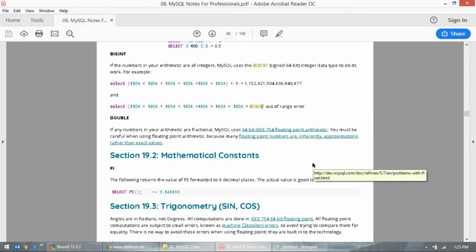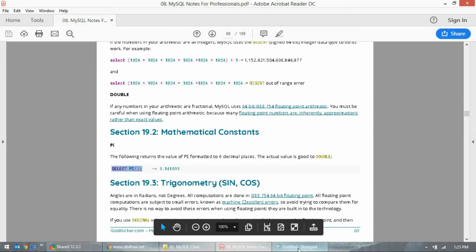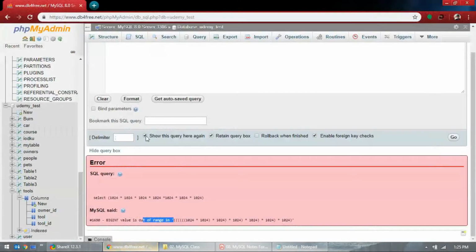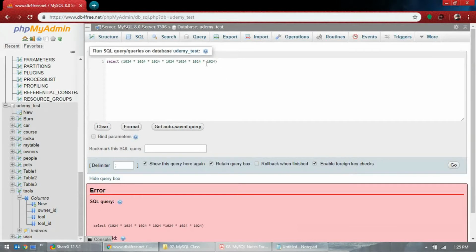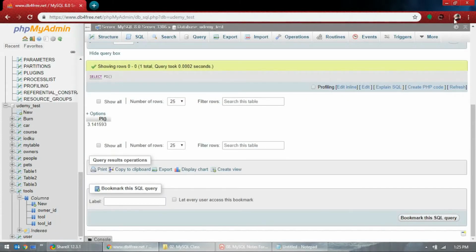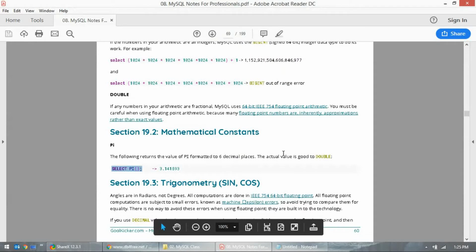Okay, and now you can use pi. You know pi, right? Pi gives 3.141, so just do that here. Okay, 3.141, yeah, we know this pi. Then mathematical constants, double, they didn't give an example here.